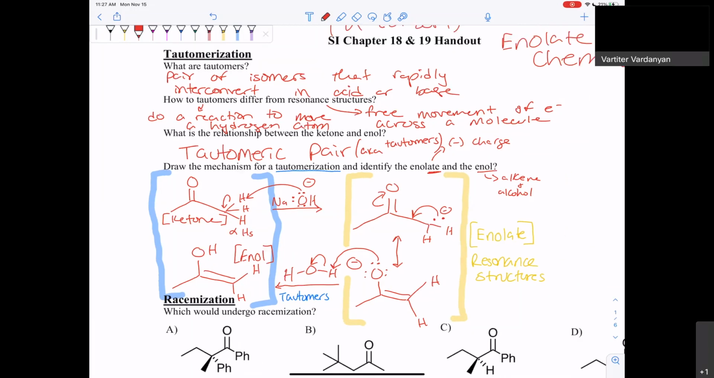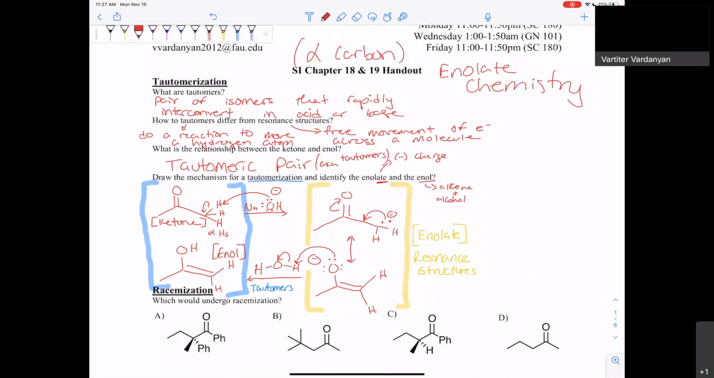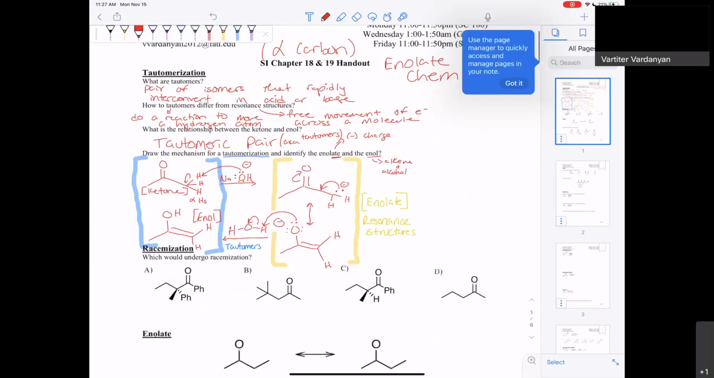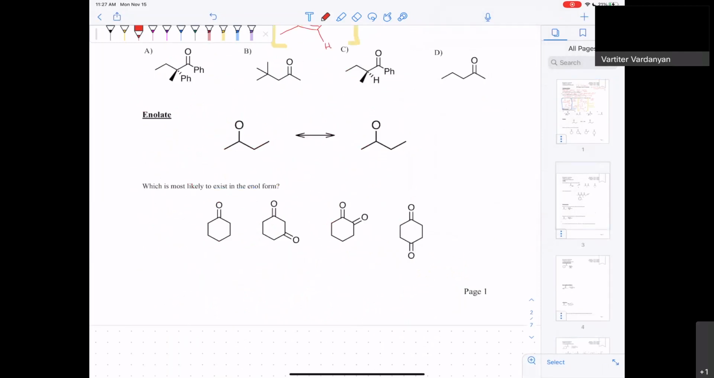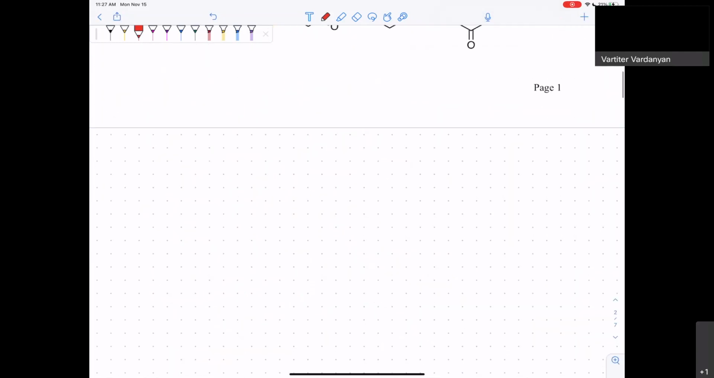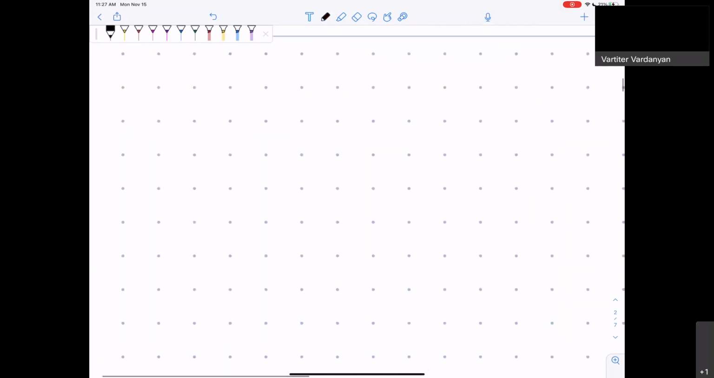All right. So as you can guess, this whole chapter is about enolate chemistry. Now we know what an enolate is. A lot of this chapter revolves around first using a base or an acid to create the enolate, and then once we've made the enolate, we do something else. The first thing we're going to talk about is racemization. I'm going to make another page, and we're going to cover the racemization reaction.